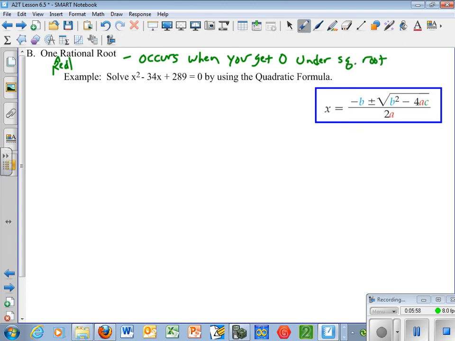Thus, you have plus or minus the square root of 0, which is 0, and you only end up with the root being the opposite of b over 2a. The plus minus is what creates two answers if there are going to be two answers, and if you get a 0 after that, that eliminates the two answers.